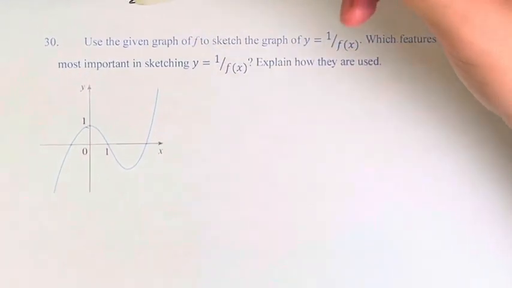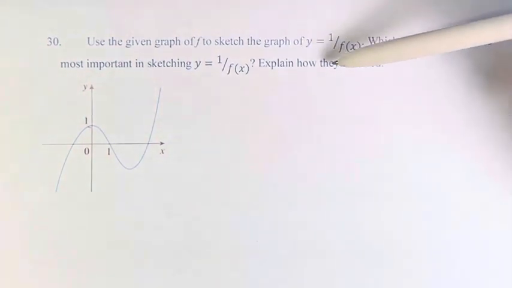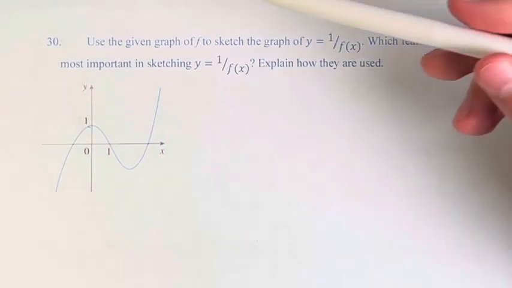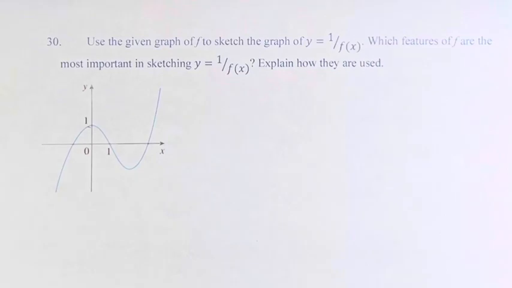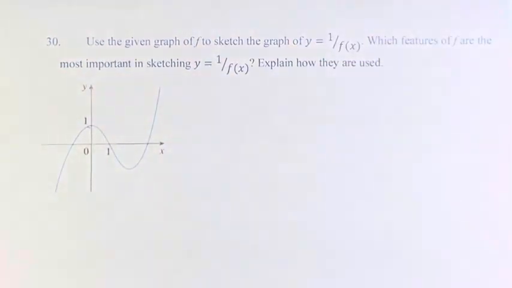In this problem, we're asked to use the given graph of f to sketch the graph of y equals 1 over f of x. In doing this, we're asked which features of f are the most important in sketching y equals 1 over f of x and explain how they're used. So we have two features of this function which are going to be helpful.